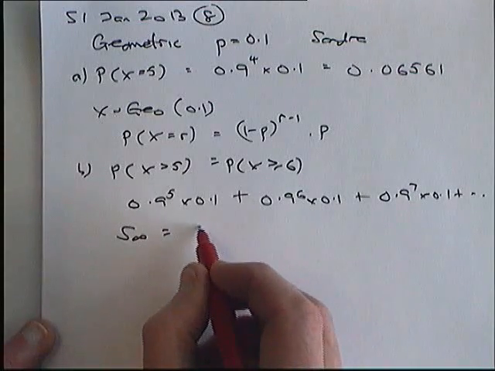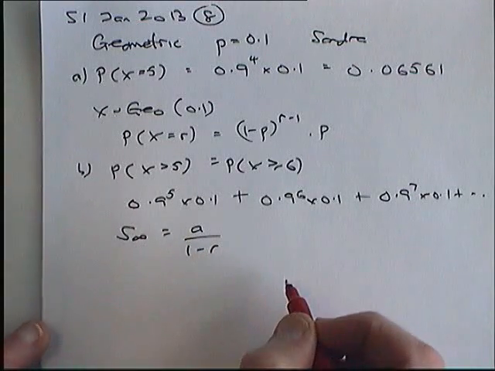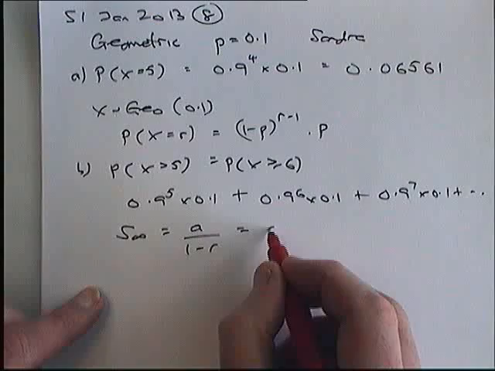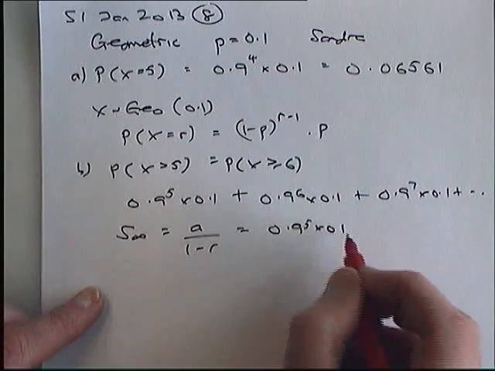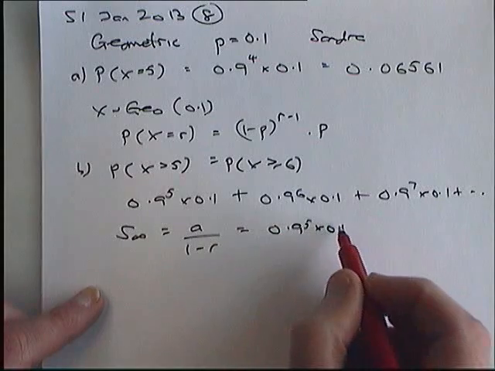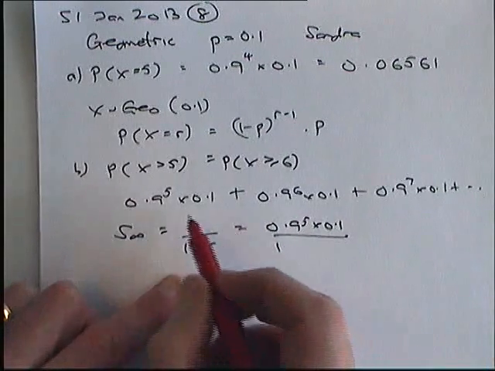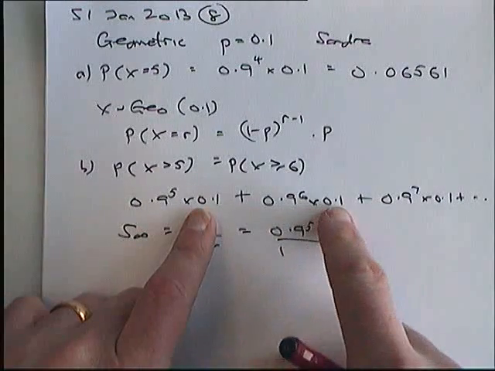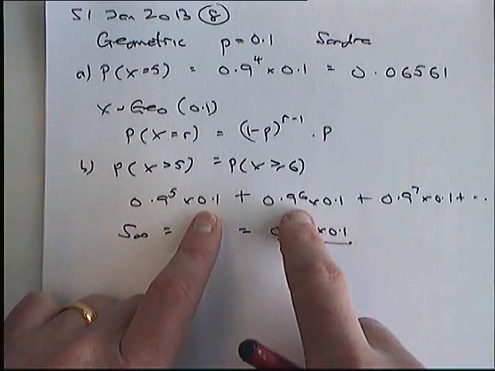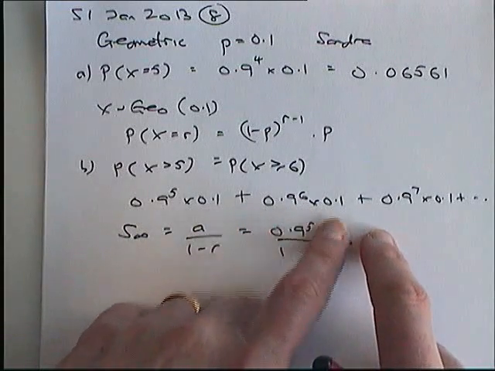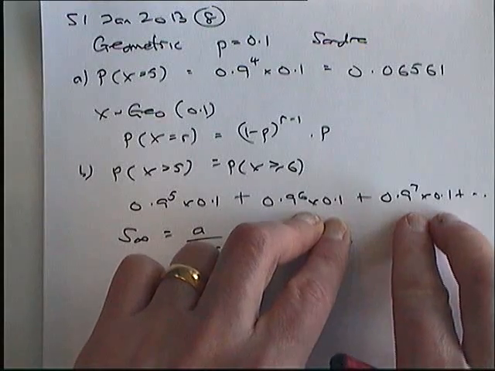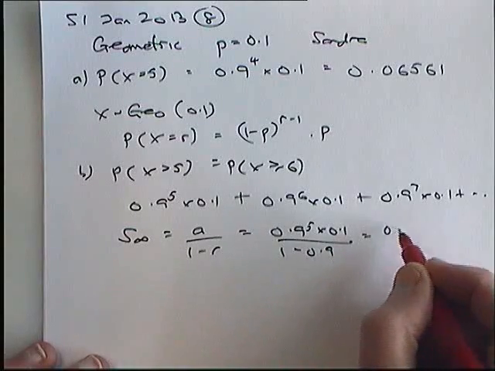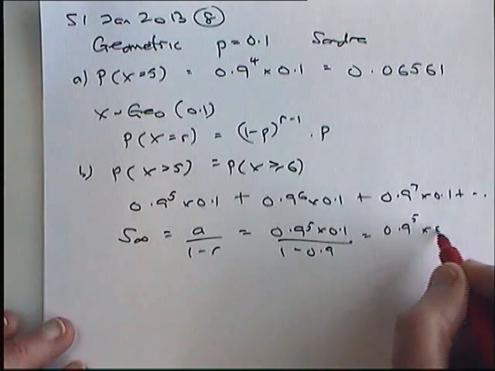then you can add those up with a formula which is a over 1 minus r, where a is the first term. Basically it's this one here, 0.9 to the power of 5 times 0.1. And r is what you're multiplying by each time. It's called the common ratio. To get from this number to this number here, I'm timesing by an extra 0.9. To get from here to here, again I'm timesing by an extra 0.9. So r is 0.9.